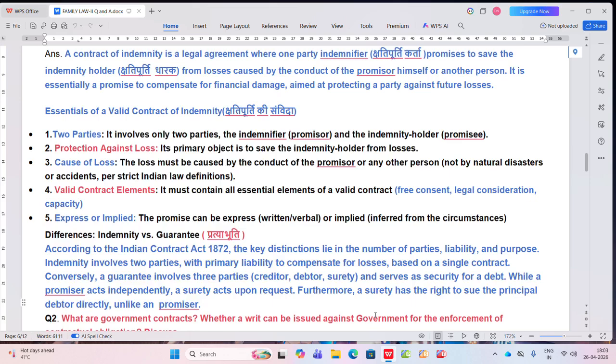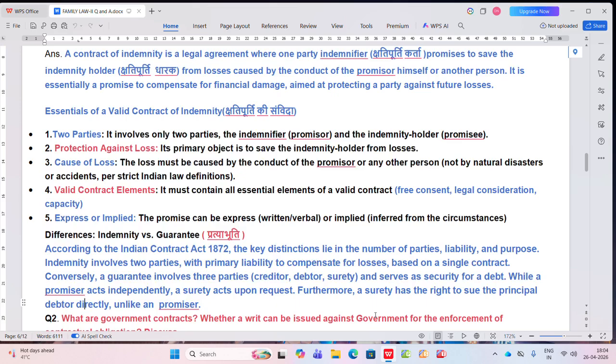The guarantee serves as security for a debt, while a promisor acts independently. Promisor क्या करता है? Acts independently, while a surety acts upon request. Surety कब मदद करेगा? On request. Furthermore, a surety has the right to sue the principal debtor directly.